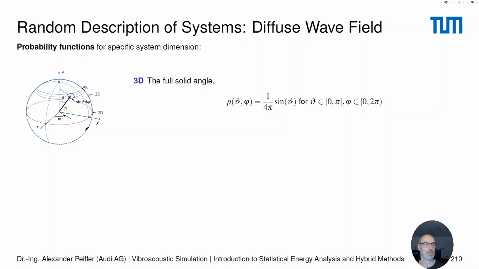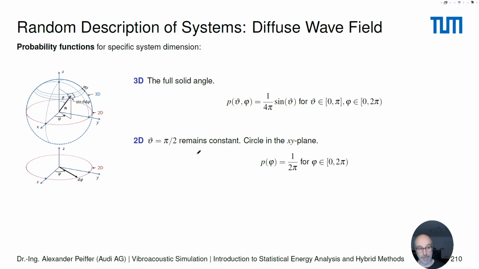For the 3D case, we have the full spherical angle system with our polar and azimuthal angle running from 0 to pi or 0 to 2 pi. And the probability for one specific direction is given by this expression here. So it's a full polar space given by 1 divided by 4 pi. And the sine function denotes the different weighting depending on the polar angle, because there's more area available here at the equator of the sphere and less here on top. And the sine expression compensates that.